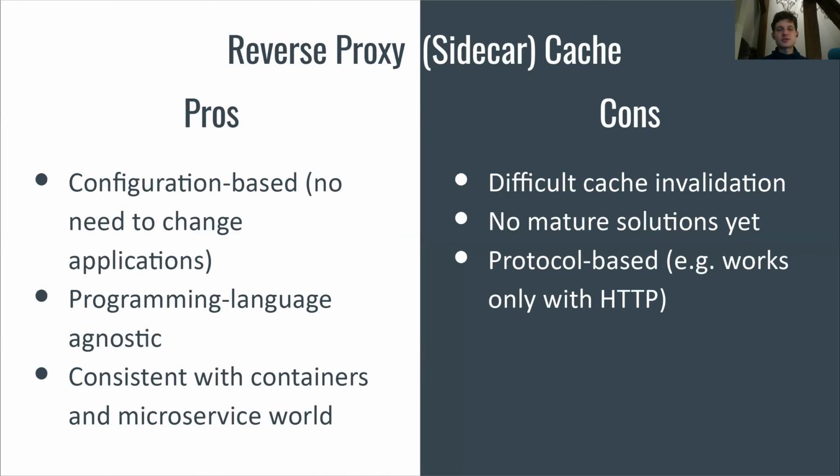Short summary about reverse proxy and reverse proxy sidecar caching. From the good sides, and the reason why we would use it, it's configuration based. So you don't need to change your application in order to introduce the caching. It's programming language agnostic, it's everything agnostic, because it does not even touch the core of your application. And this is very consistent with the containers and microservice world, Kubernetes. I really believe it will be the future, especially with this implementation in Envoy proxy, and that it will become the way to go with caching. From the downsides, we mentioned cache invalidation. There are no major solutions yet, except that Envoy proxy is not, I don't think it's mature yet, and it's protocol based.